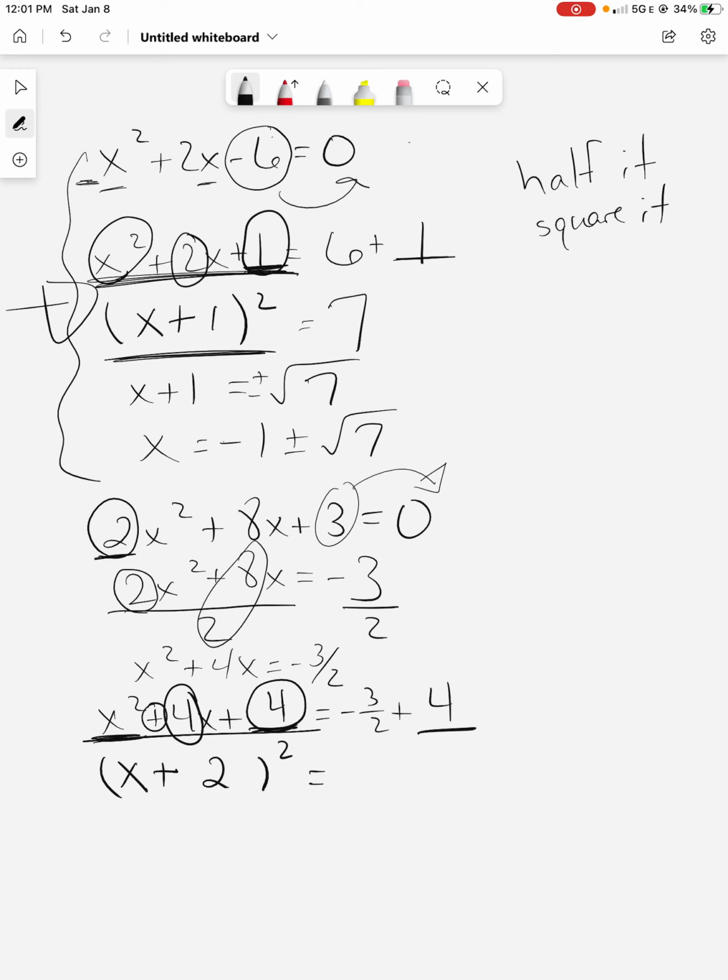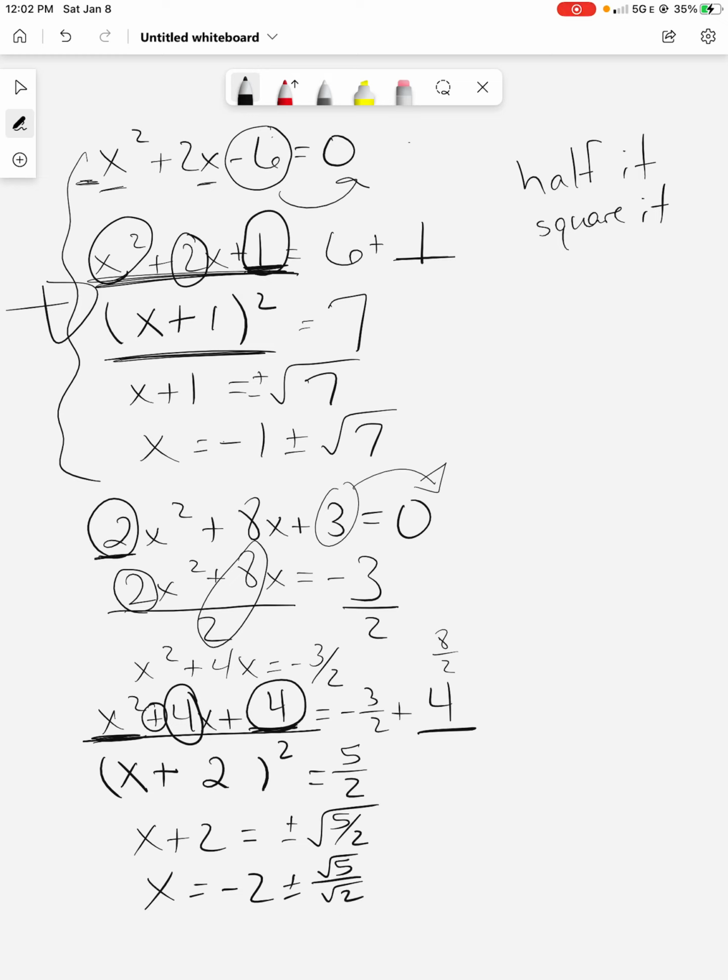Negative 3 halves plus 4, we need to get a common denominator. Well, 4 is the same thing as 8 over 2. Right? So negative 3 halves plus 8 over 2 would be 5 over 2. Now we can take the square root of both sides. If I take the square root of both sides, I'm going to have plus or minus the square root of 5 halves. I'm going to subtract 2 from both sides, and I'm going to get negative 2 plus or minus. This is the same thing as the square root of 5 over the square root of 2.